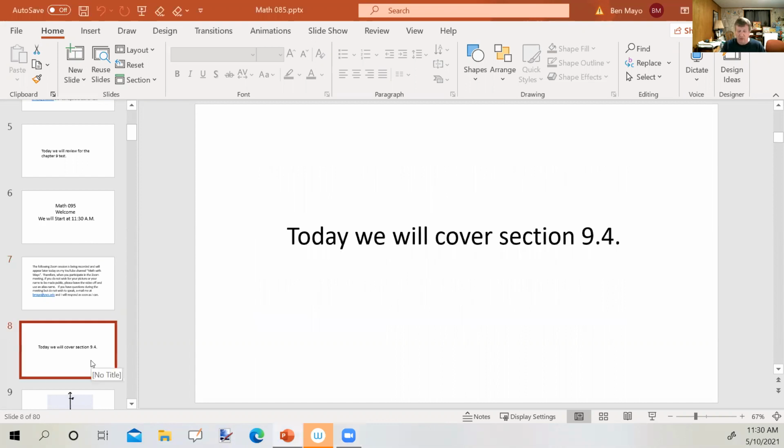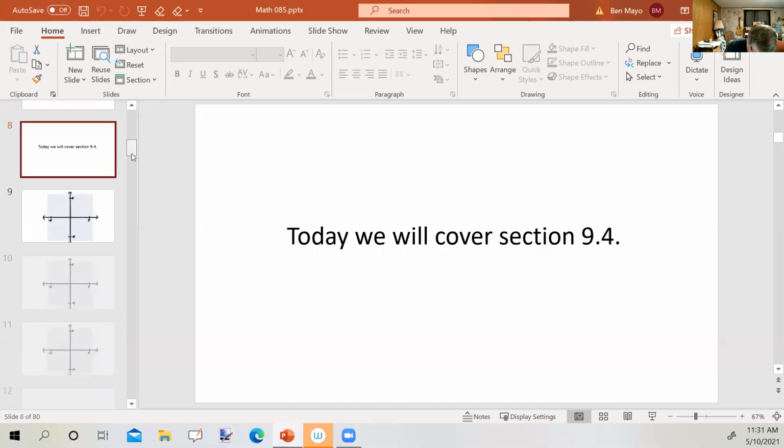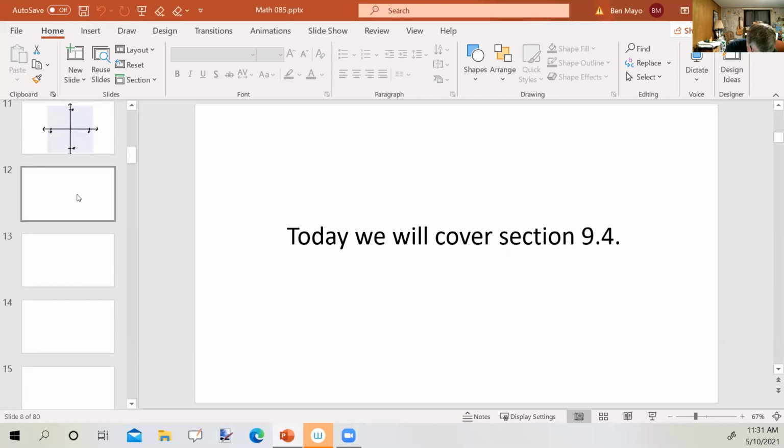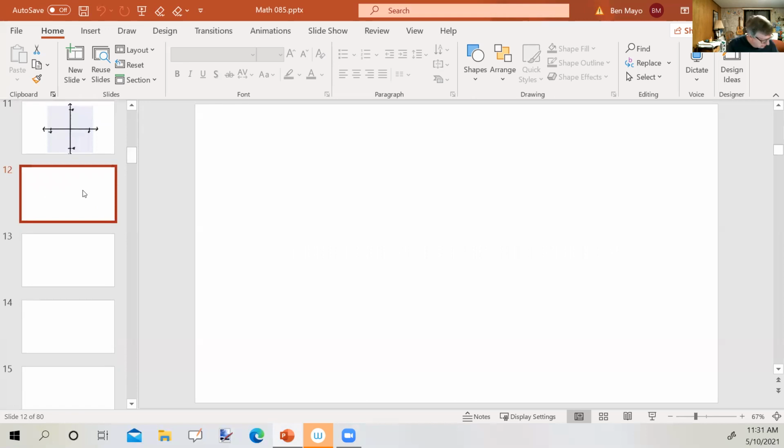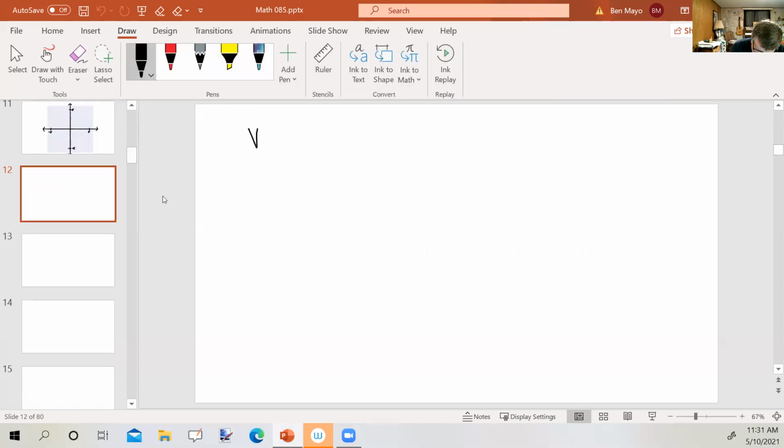All right, so today we're going to go on to section 9.4, which is multiplying and dividing radical expressions. So let's go ahead and get started here. So let's say we've got the square root of 5 times the square root of 15.